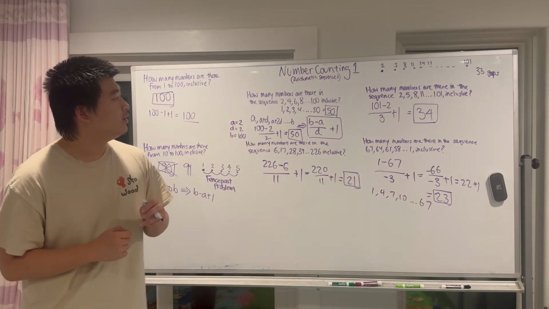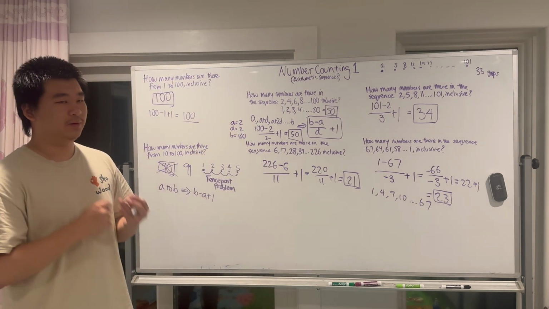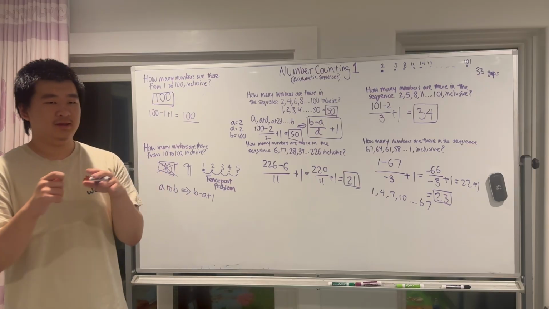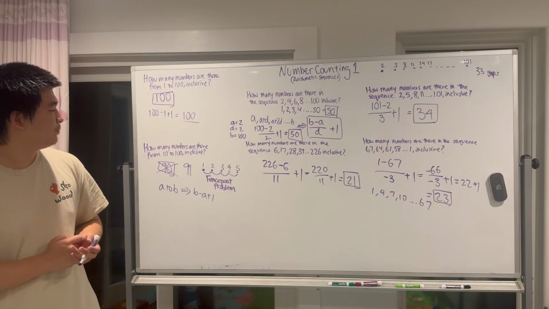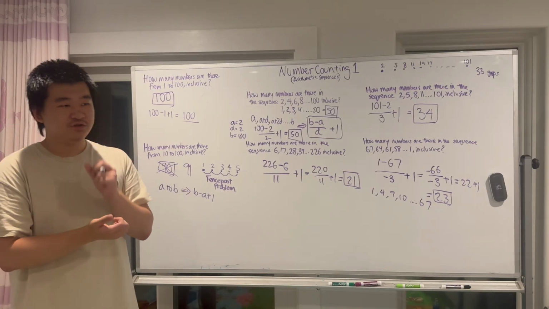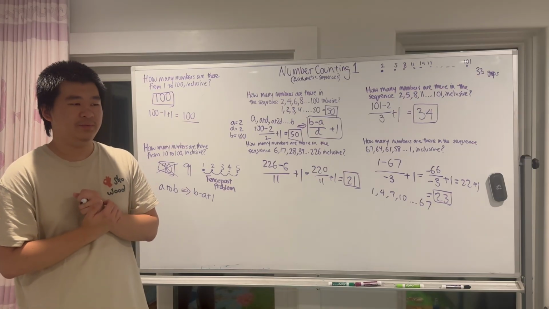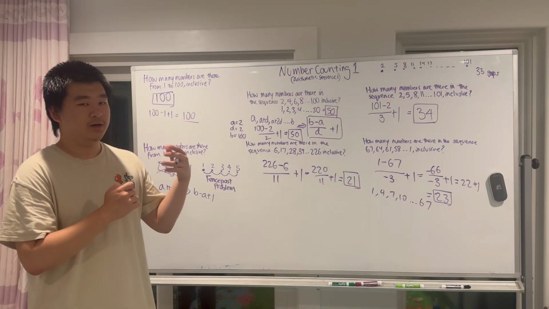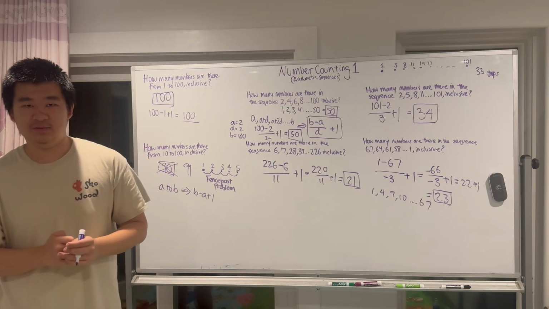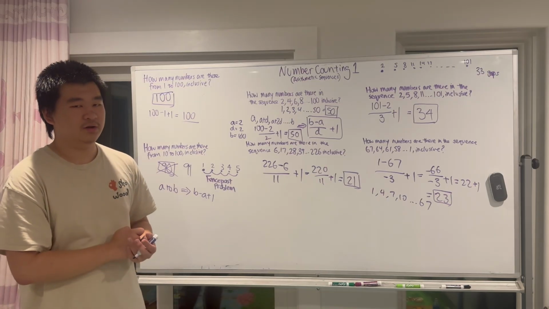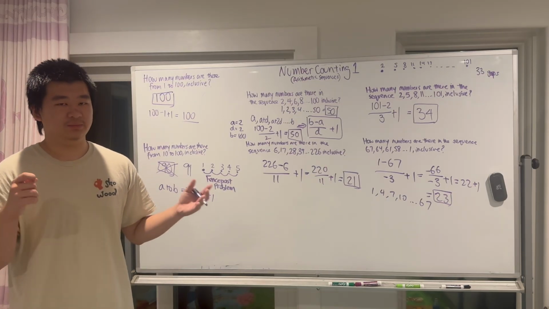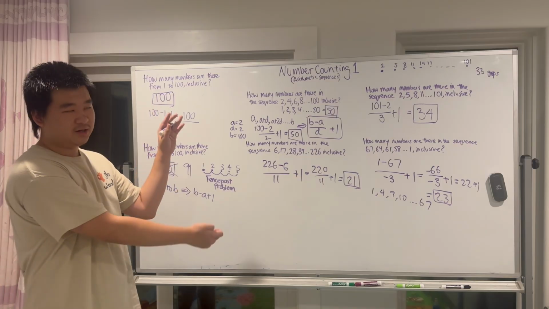So that is number counting 1. This is finding the amount of numbers in what I would call the nicer sequences. But this is going to be an extremely crucial concept in both our video on number counting 2 and also arithmetic sequences. I would say this is probably the most important thing you have to know for arithmetic sequences, or one of the two most important things. So please try your best to understand this video.